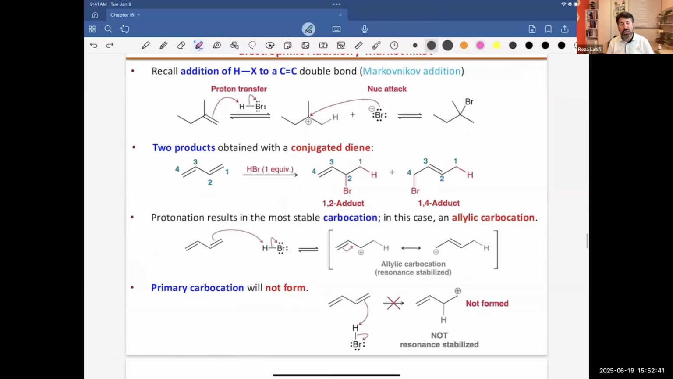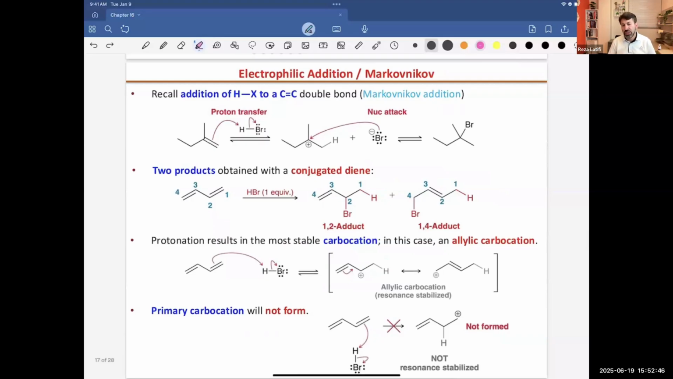Let's practice some basic chemical reactions for dienes, and slowly we're going to move to reactions of dienes and also their stereochemistry. Okay, I have a double bond and I'm adding hydrobromic acid to it. In this case, I have an alkene, I'm adding HBr to it, and I have a terminal carbon, and that one has 2 hydrogens.